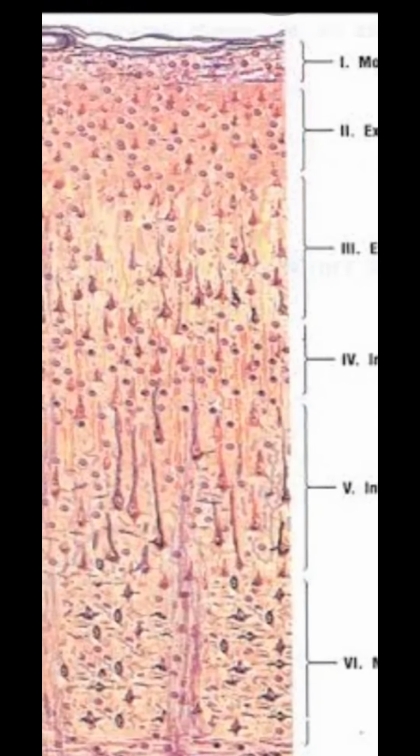So first was the molecular layer, then second is the external granular layer, from here to here. This layer consists of mainly closely packed granule cells or stellate cells. In addition, many small pyramidal cells are also present in this layer.